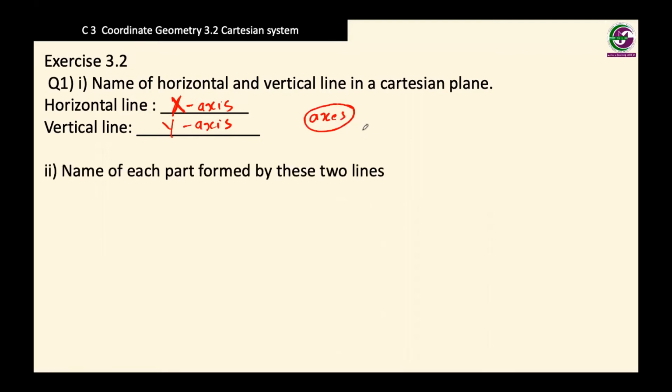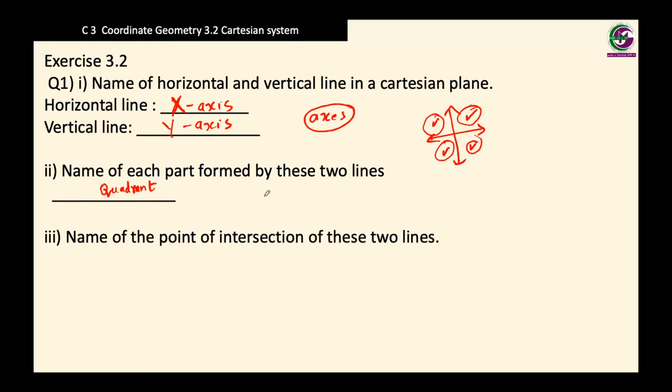Just an extra information. Name of the parts formed by these 2 lines. These 2 lines separate the plane into 4 parts, right? What do you call each of these parts? 1, 2, 3, 4. We studied in detail. We start from here. This is first, second, third, fourth. Each part is called a quadrant.